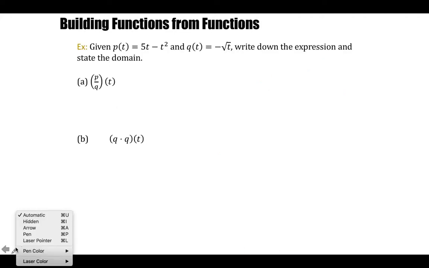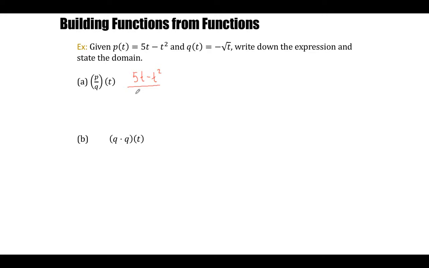Let's look at these. So we're given P of t and we're given Q of t. So here we want to divide the two, right? And we're going to state the domain also. So we're going to write down the expression 5t minus t squared divided by the negative square root of t. Cool.